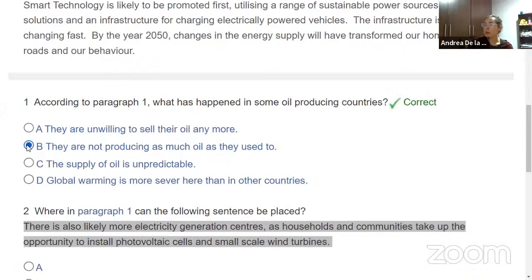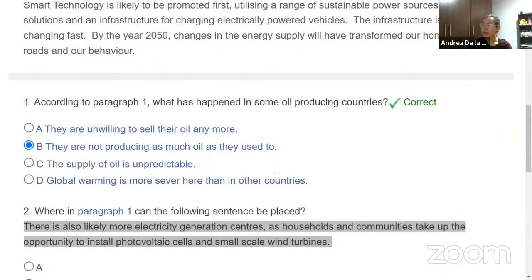I do agree. Why? Because they said that the peak oil has already been reached. That means that the maximum point of production of oil, the point where they produce the most oil in their history, is already past. So that's already in the past. That means that they are not at their peak right now, right? They are not producing as much as they did one day when they were in the peak oil, and also they're switching to a low carbon economy, right? So that's why option B is the one.